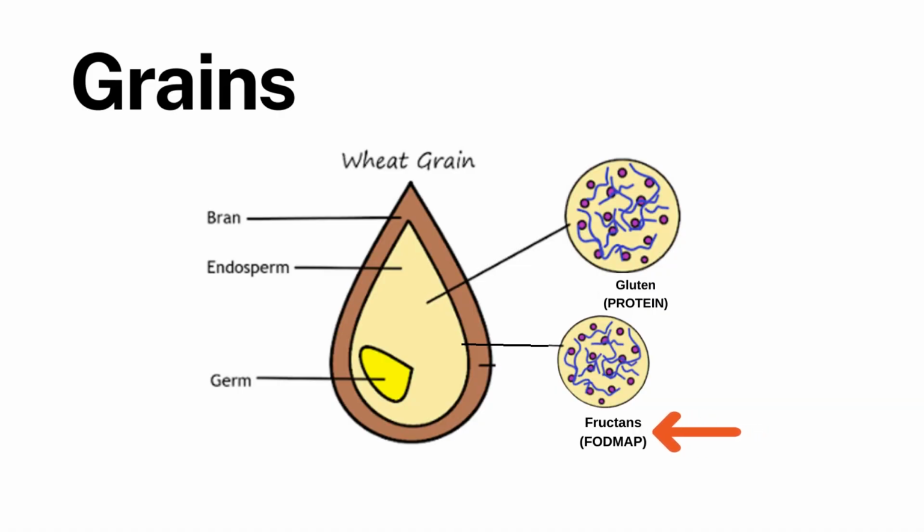So if we look at a wheat grain, in a wheat grain, you have two predominant elements: the gluten, which is the protein, and the fructans, which is the FODMAP, the carbohydrate. Now, the arrow is pointing at the fructans because with the FODMAP diet, that's what we're interested in. We're not interested in the gluten. Gluten has nothing to do with the FODMAP diet.